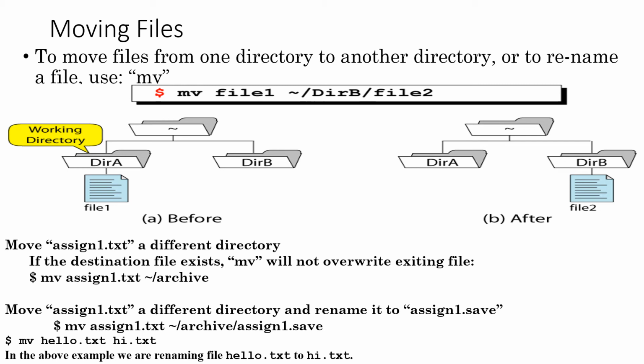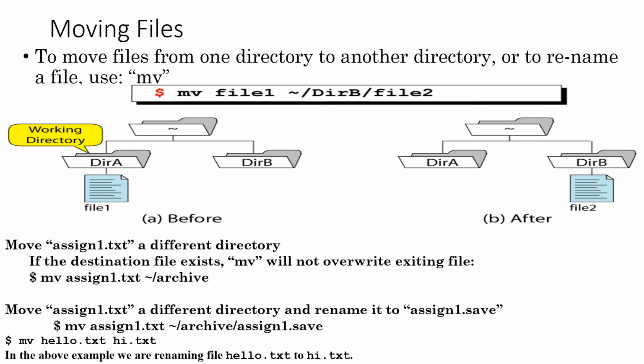One more example, mv assign1.txt to a different directory. If the destination file exists, mv will not overwrite existing files. That is one of the problems. With mv assign1.txt archives, if assign1 is already there, it is not copied. If it is not there, then only the assign1.txt file information is moved to the specific directory archives.